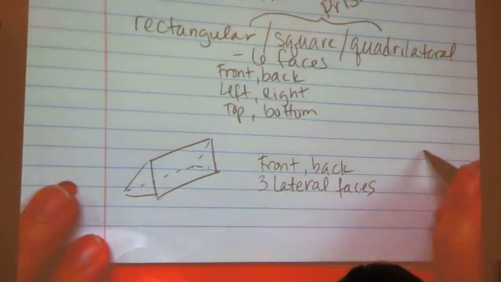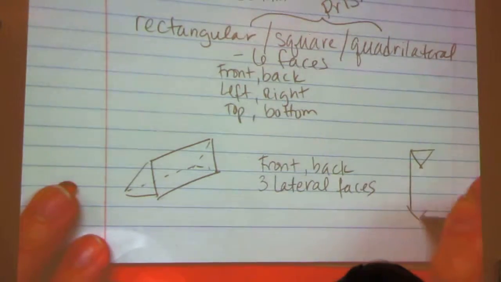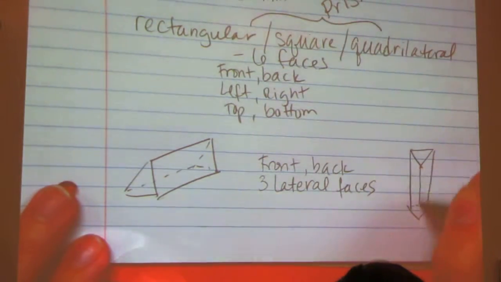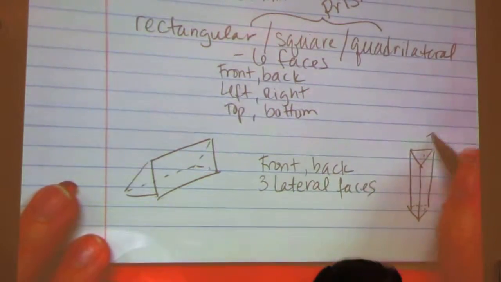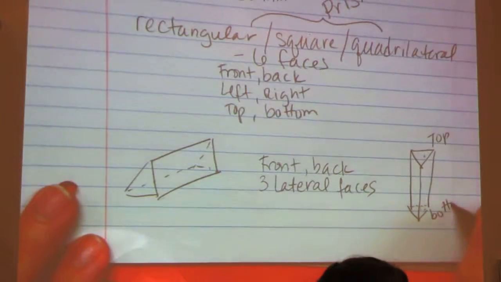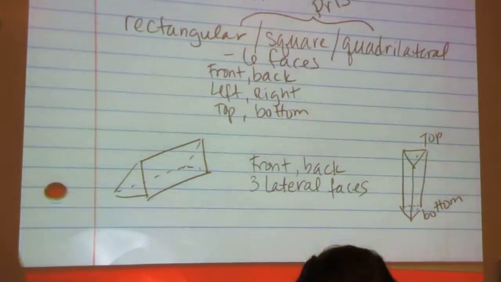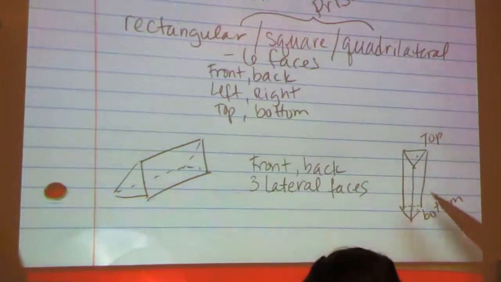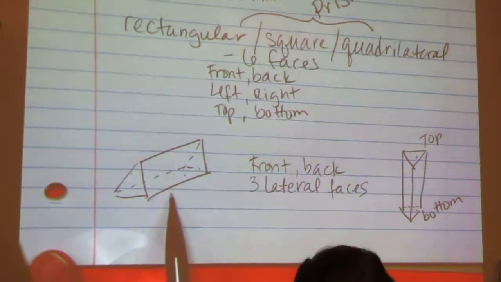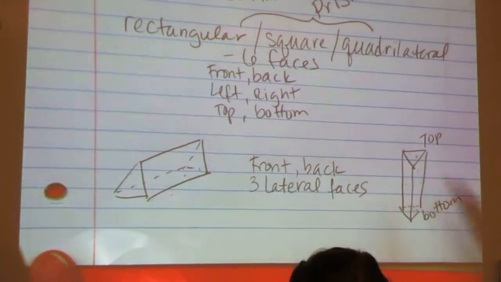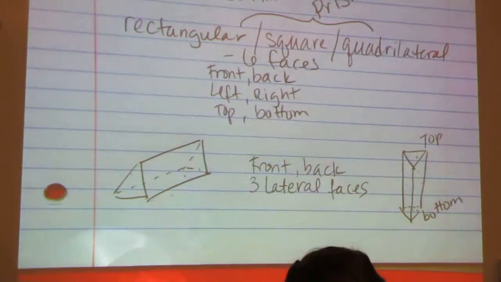If your prism were drawn this way, then the front and the back would actually be the top and the bottom. But you would still only have 3 lateral faces. This one, and then that back panel. So I guess you could technically think of it as a left and a right and a bottom, or a left and a right and a back, but there's no 4th piece. You would still solve it the same way.